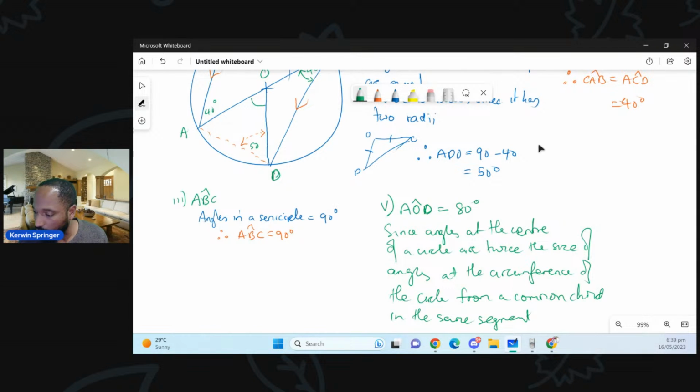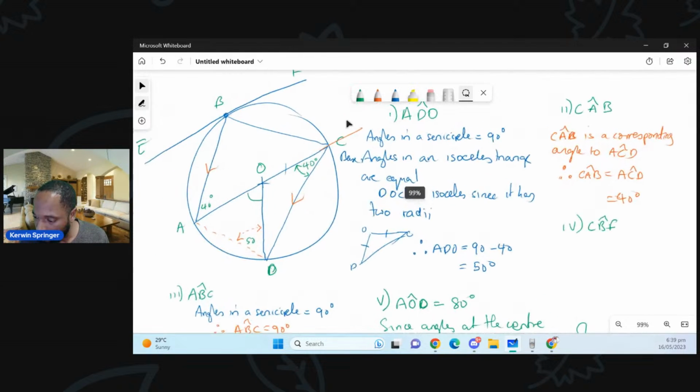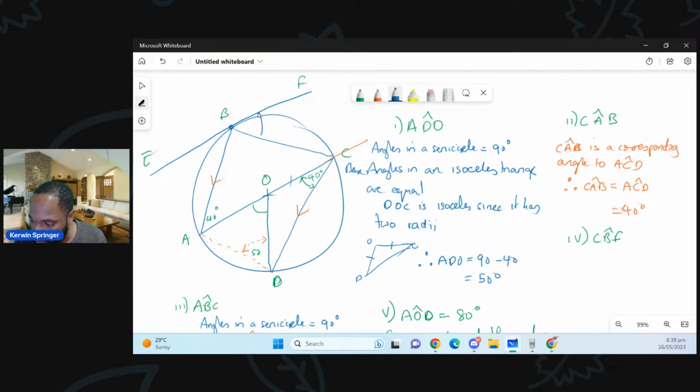All right, what's the last angle we want to define? We want to define angle 4, which is CBF now. How do we find angle CBF? CBF is also 40 degrees because the angle between a tangent and a chord is equal to the angle in the opposite triangle in the alternate segment.